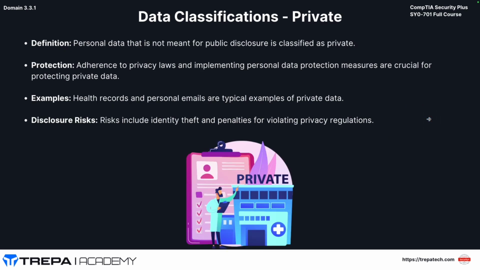Then we have private. So this is personal data that is not meant for public disclosure, is classified as private. Think of this more as like the actual person. If you have PII, personally identifiable information living on your network, that would be considered more private. PHI, personal health records, that's private. That's something that has to stay private between the provider and you and cannot be disclosed elsewhere.